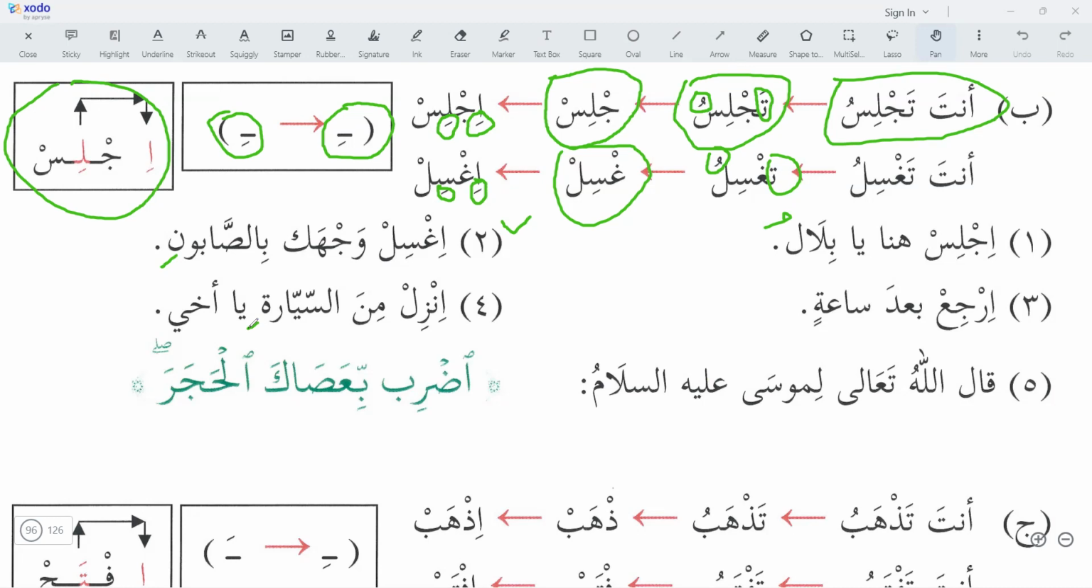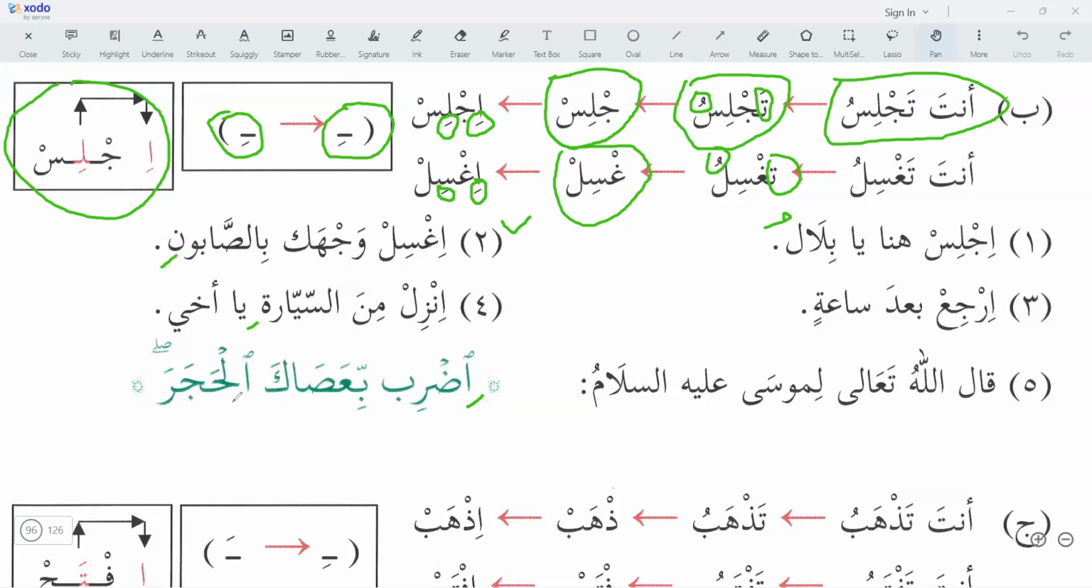Qala Allahu ta'ala li Musa alayhi salam. God said to Musa, peace be upon him. Okay. Idrib bi-asaka al-hajar. Idrib means beat. Beat the stone with the stick. Hit the stone. With the stone.